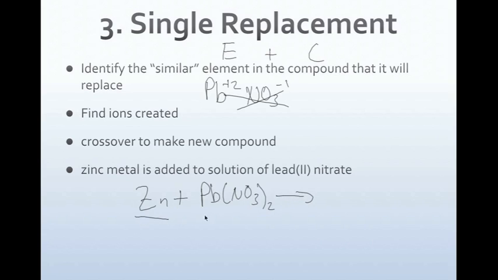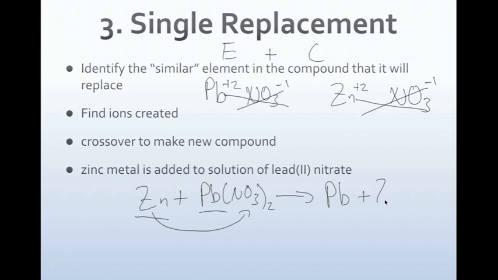And it reacts to form... We know that since zinc is a metal, it's going to switch with lead. So zinc is now going to be bonded to nitrate. We put lead by itself, just Pb, and then crisscross to make our new compound. Zinc is a +2 oxidation number, we just have to know that. Nitrate is NO3 with a -1 charge. We crisscross and we end up with Zn(NO3)2.